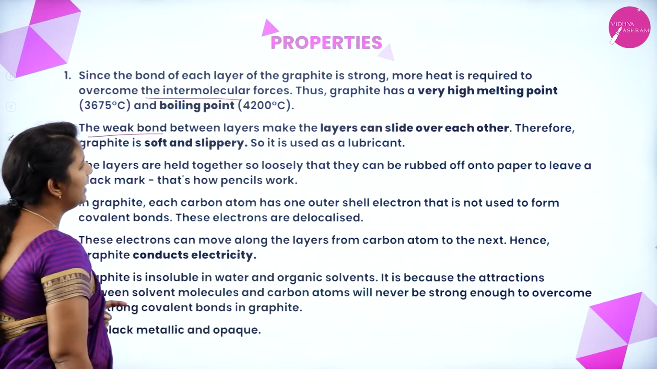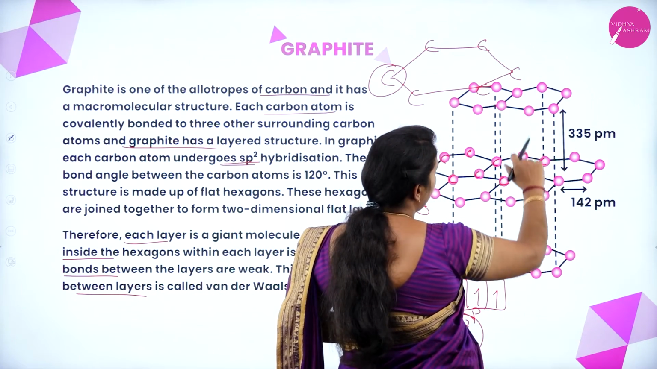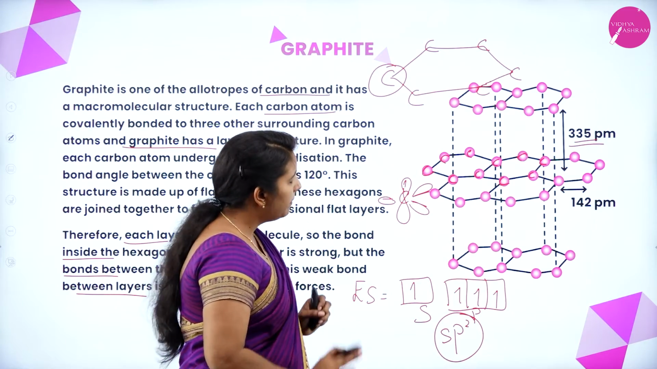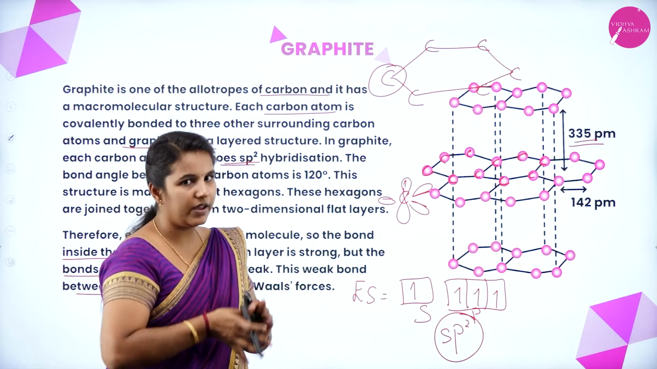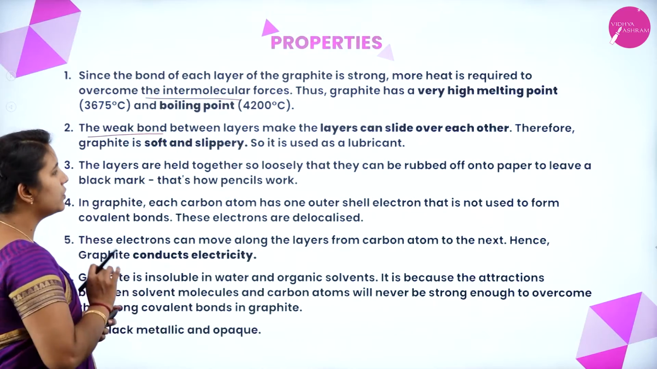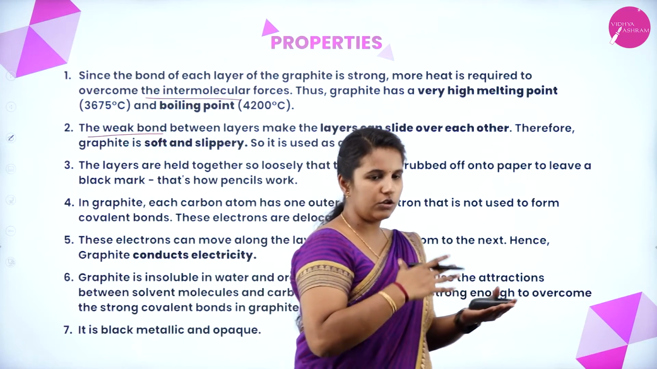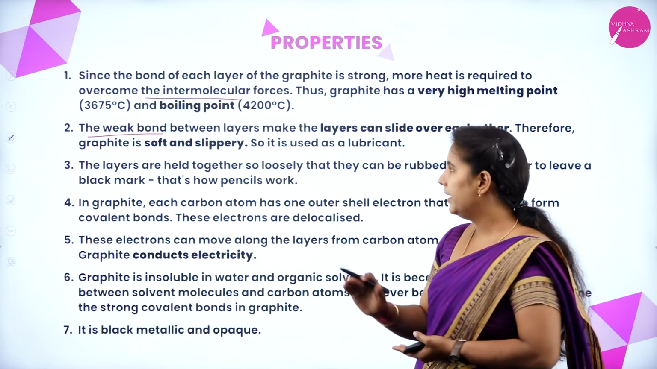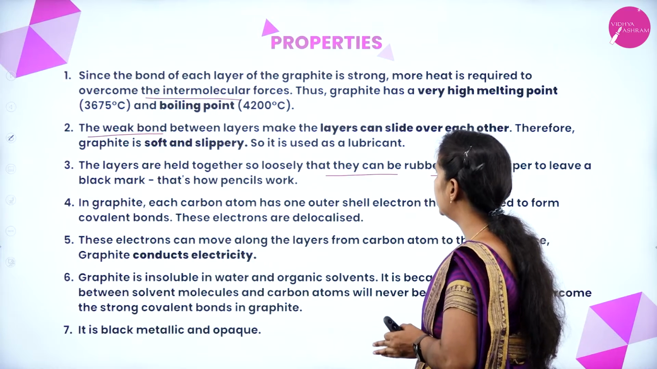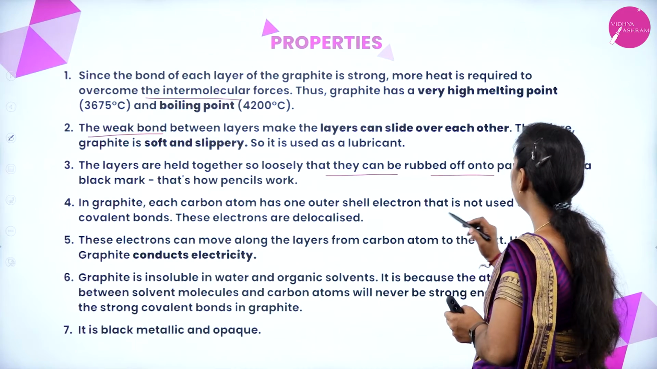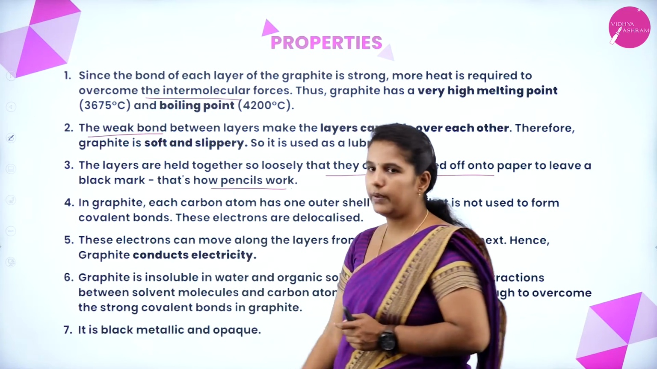And there is a weak bond between the layers. The spacing between the layers is around 335 picometers, but the bonding between carbon atoms within a layer is very strong. The bonding between the layers is very weak because of the weak van der Waals force of attraction. So the layers slip over one another because of the weak attraction, and it is very soft in nature. The layers are held together so loosely that they can be rubbed off onto paper to leave a black mark. That is how the pencil works.